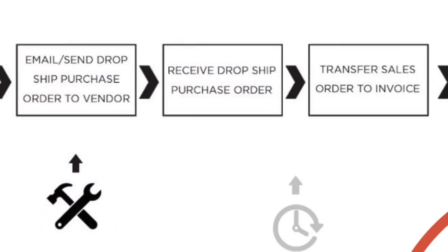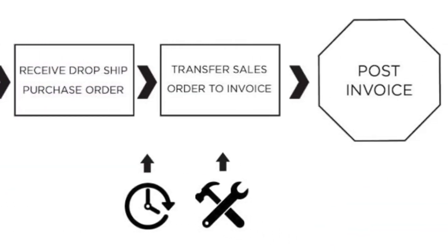The next opportunity for waste is actually getting that purchase order to your vendor. And so whether that's via email or whatever means you're communicating that to the vendor, if you're manually doing that, that's something that can also be automated and cleaned up, and so we can eliminate that redundancy.